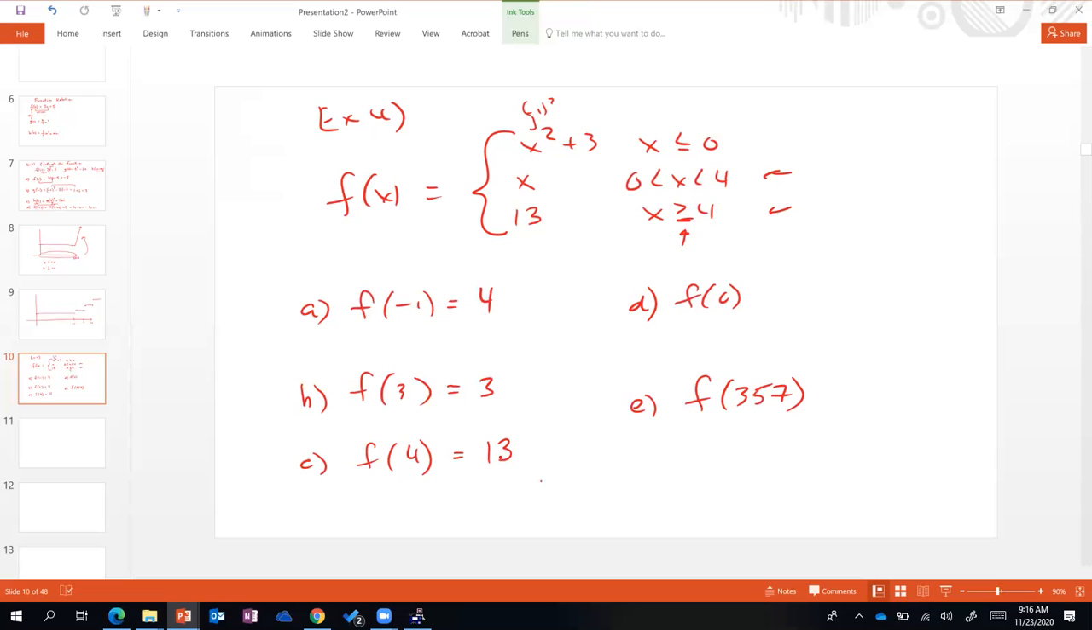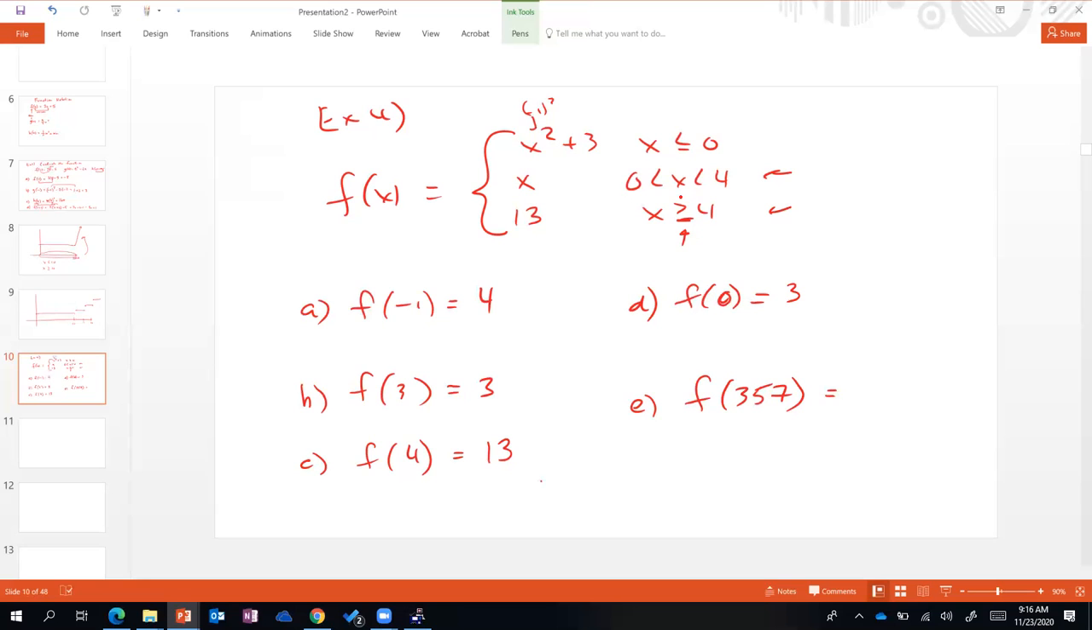I'll go 13. Are we good? So f of 0, which function would you use? Top, middle, bottom? Still the top, because x is less than or equal to 0. So in this case, the answer is 3. And the fun one, f of 357, answer is?